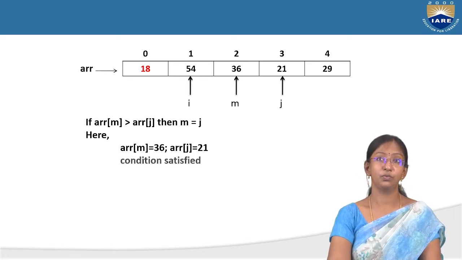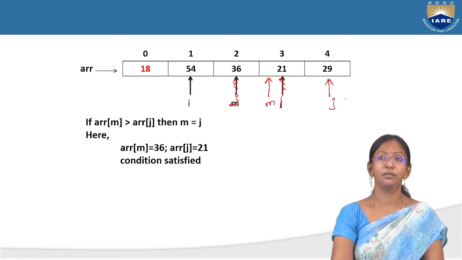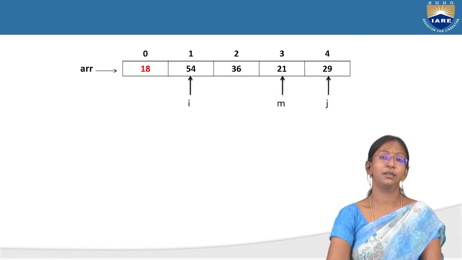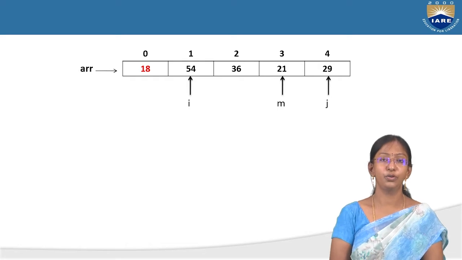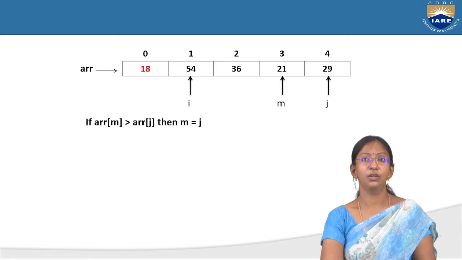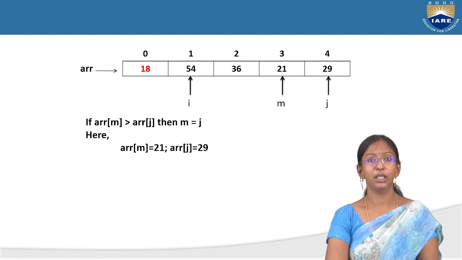Again the condition is satisfied. So now m will no longer point to 36, it will point to the element pointed by j, and j will be incremented with every step. So these are the steps, and this is the final scenario I'm going to get. Now m is pointing to 21 and j is pointing to 29. So again start the comparison. Here I have to check whether 21 is greater than 29.